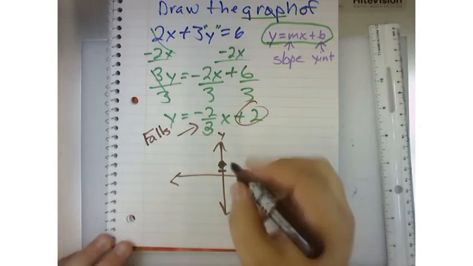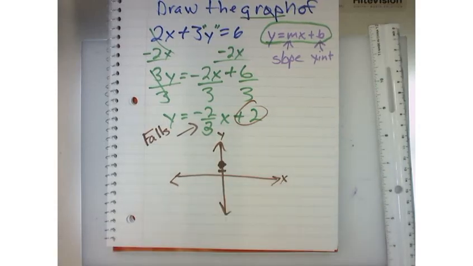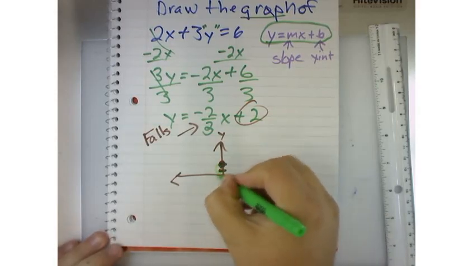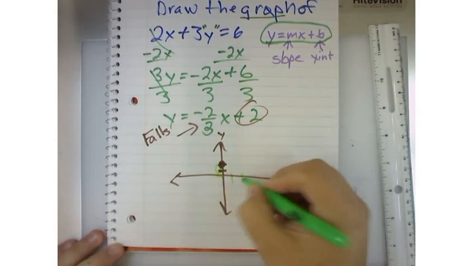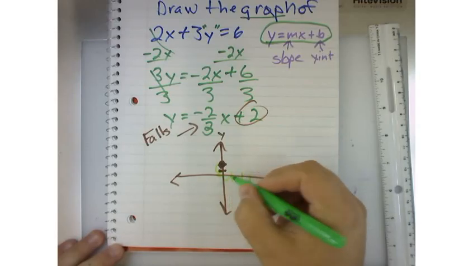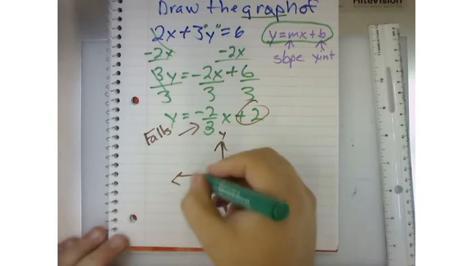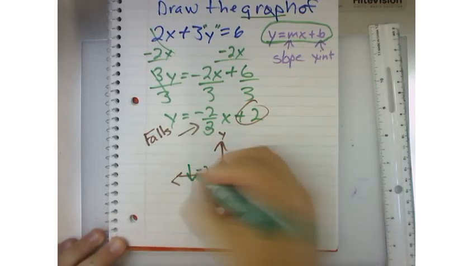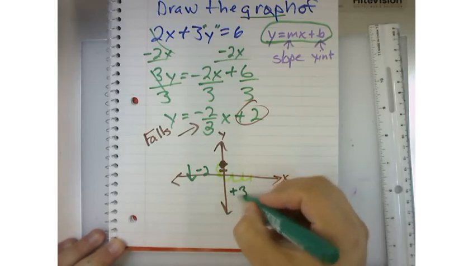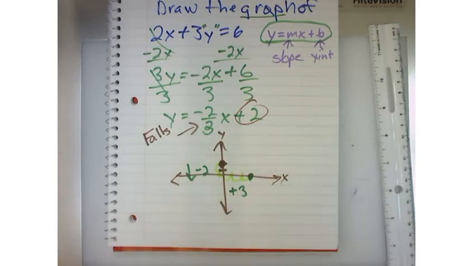So I could look at it this way. I'm going to go down 1, 2, then I'm going to go over 1, 2, 3. And so what that does is that lets me use the slope, which is down 2 over positive 3. And that gives me a point right here. When I connect the 2 points, then I have my line.